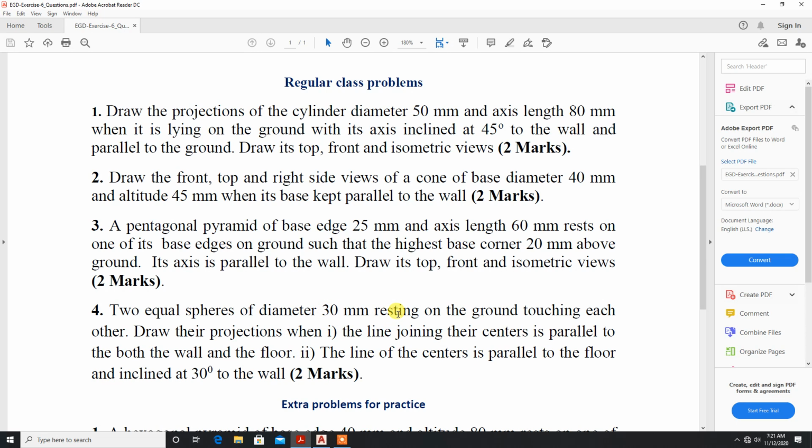It is a sphere, so whether in top view or front view, the shape will be the same.